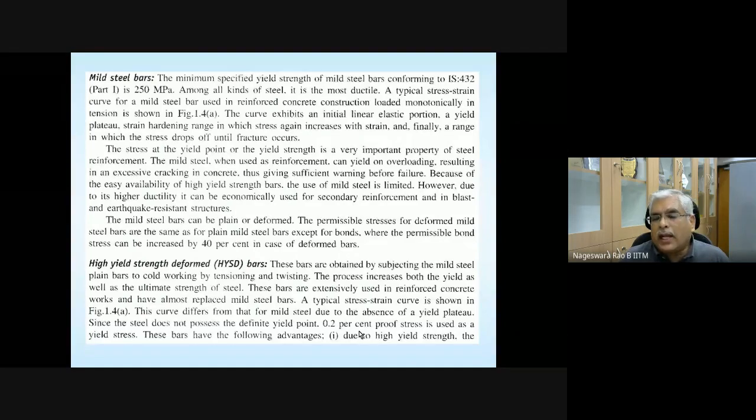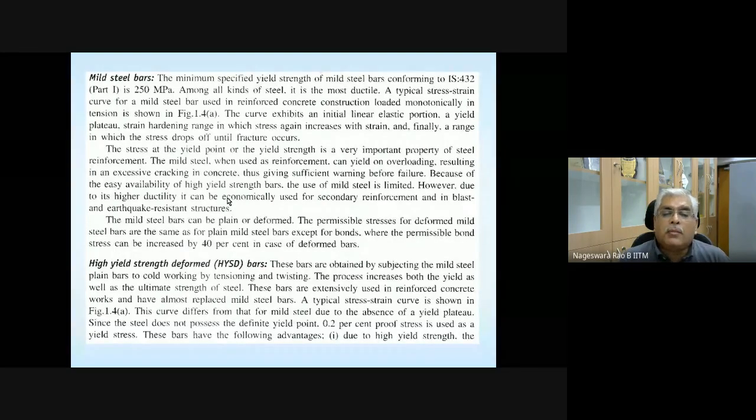Usually, like ties, you can have shear reinforcement, or somewhere we can make use of these mild steel bars. So due to higher ductility, it can economically be used for secondary reinforcement and in blast and earthquake resistant structures. The main important feature is its ductility is more.